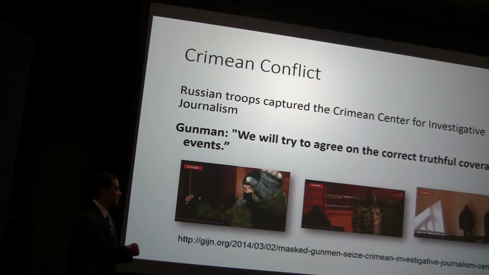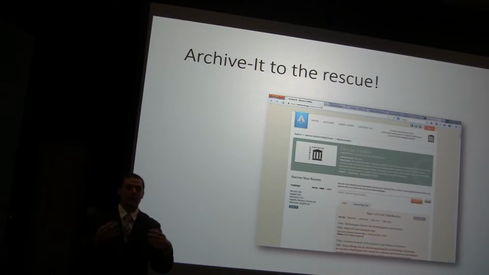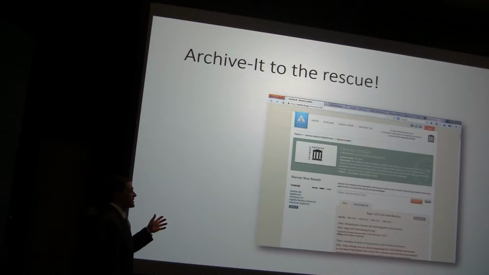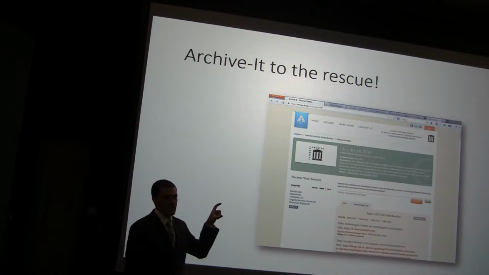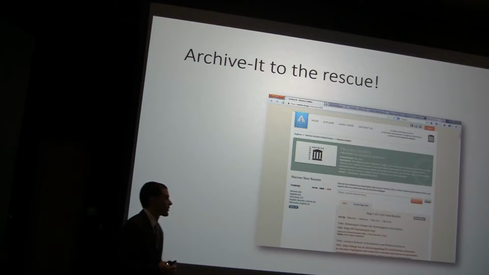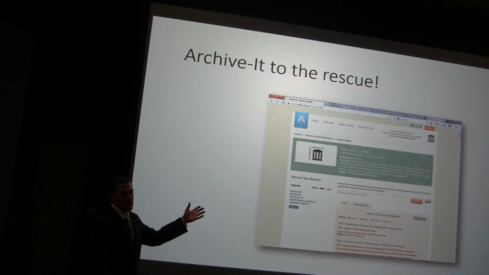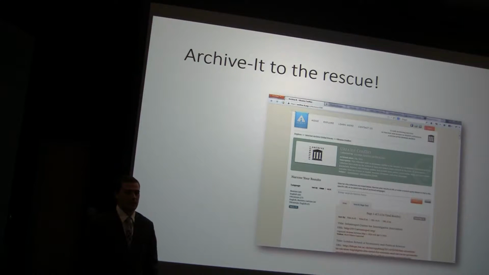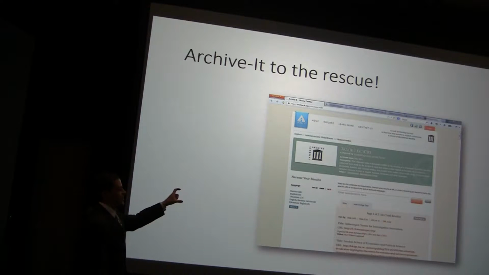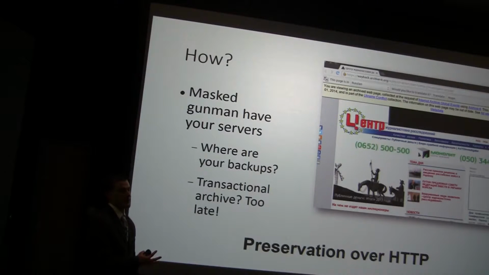So if we think about what that means for the history, that means that all of that information is now being taken down. But the Archive It service, and Archive It is a subscription-based archival service that allows humans to curate the content that's being archived, to archive information. And in this case, they thought the Crimean invasion was historically significant, and they were actively capturing mementos of the Crimean Center for Investigative Journalism's website. And we can see one of the mementos that they captured here.